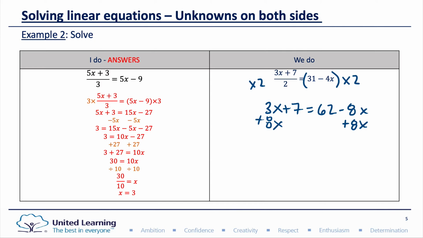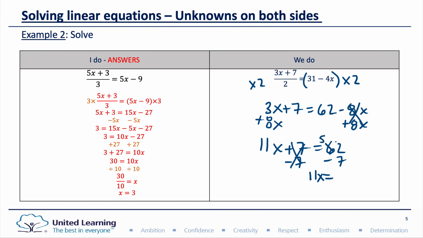If you subtracted 3x from both sides, you should still get the same correct answer as long as the rest of your steps are fine. 11x plus 7 equals 62. Next, I would subtract 7 from both sides to get 55 equals 11x. Don't forget the x.